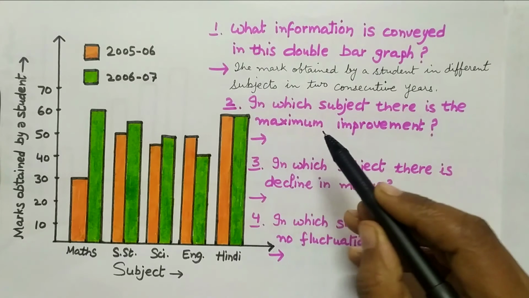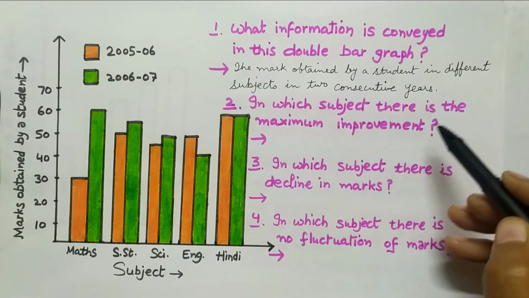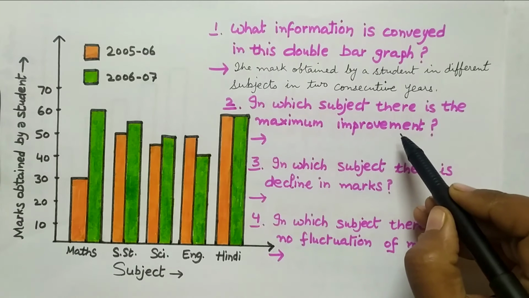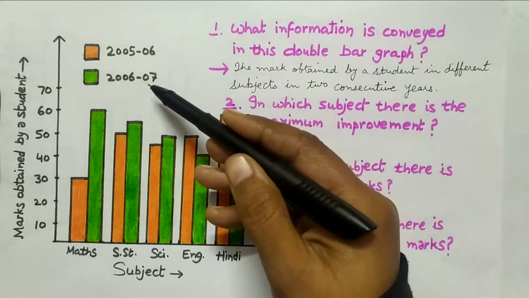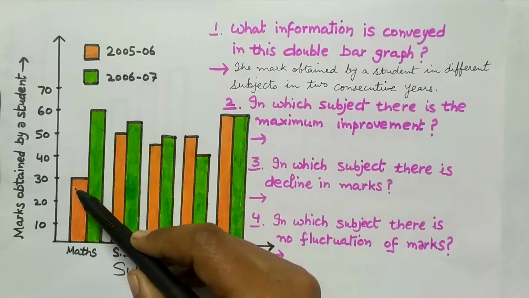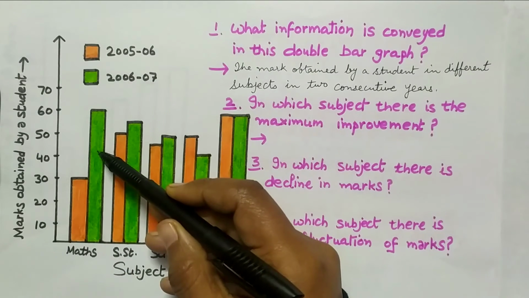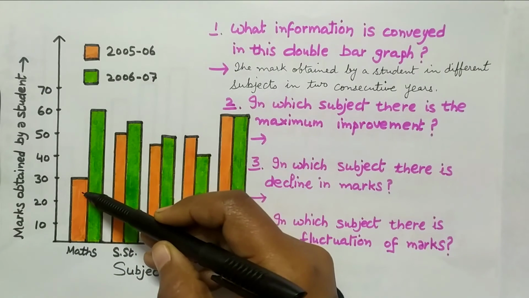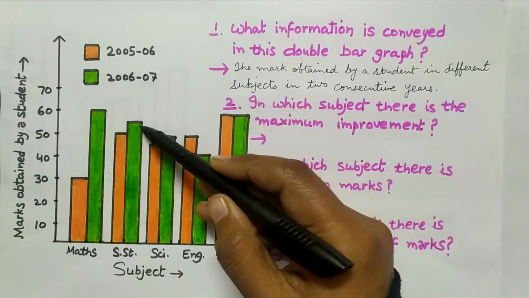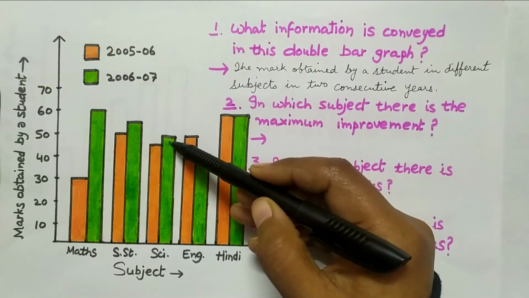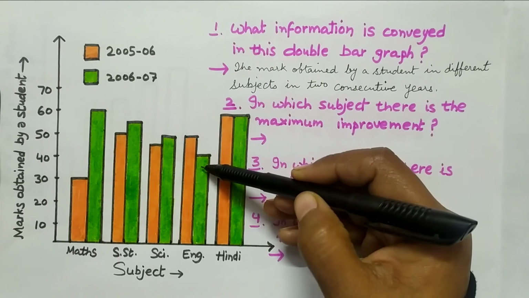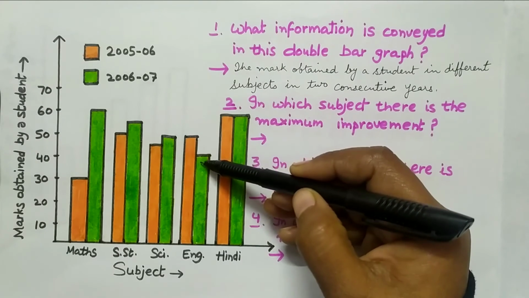Second question, in which subject there is maximum improvement? Improvement of marks in the bar graph of green color. Here it is the improvement because green color is more than the orange. Here is also improvement. This graph is bigger. Again the improvement. Here is decline, the downfall in the green color. So these marks are reduced.